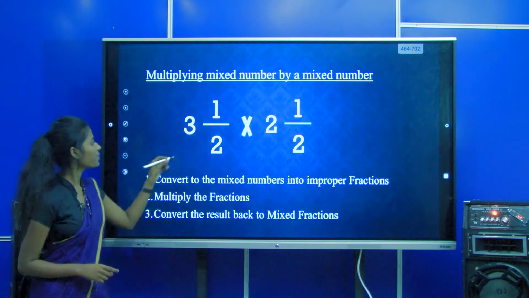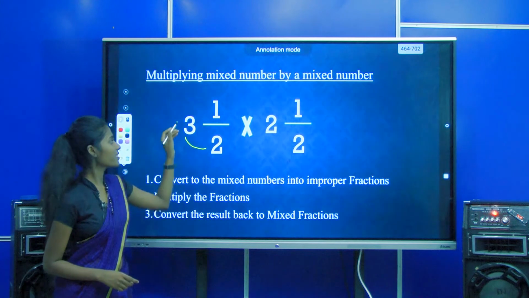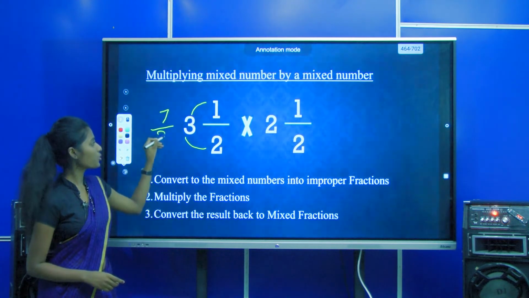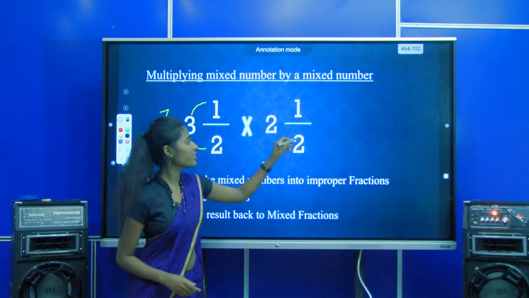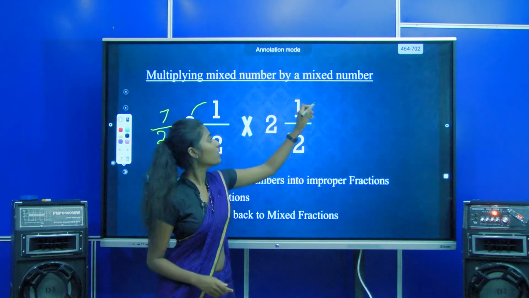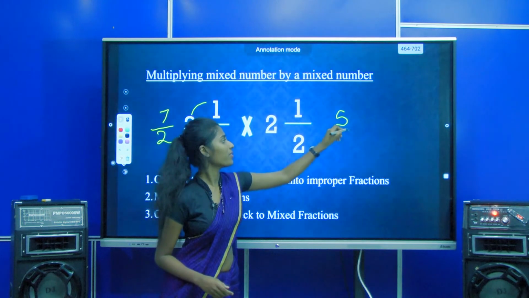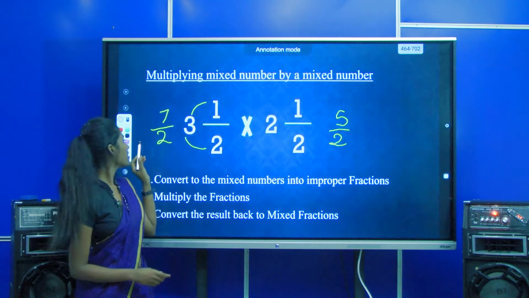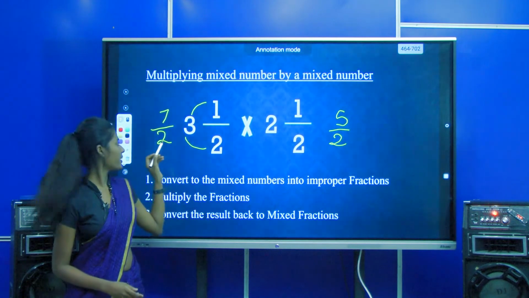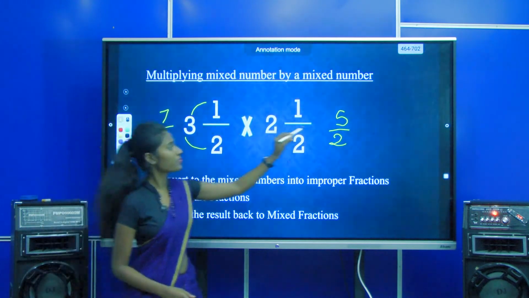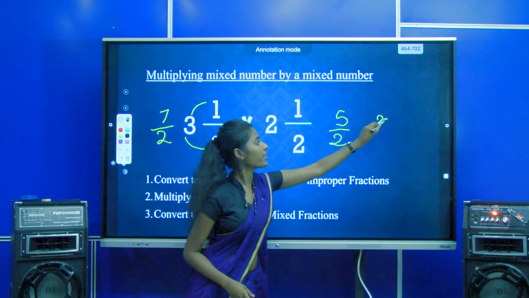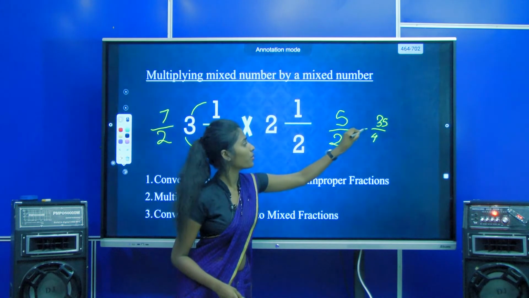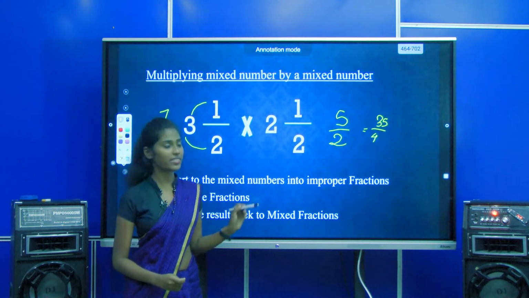Let's convert. 2 times 3, 6. 6 plus 1, 7. 7 over 2. And here 2 times 2, 4. 4 plus 1, 5. 5 over 2. Now you can multiply numerators and denominators separately. 7 times 5, 35. 2 times 2, 4. 35 over 4 is the answer.